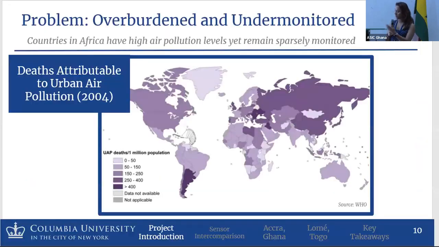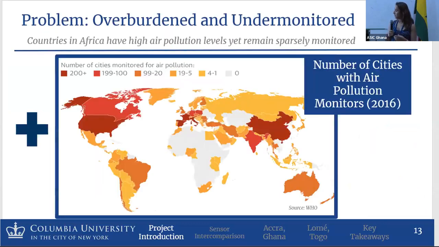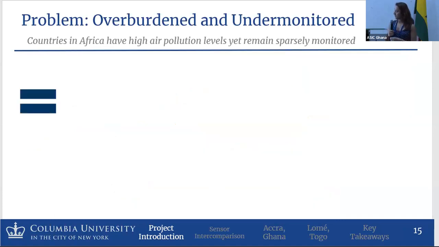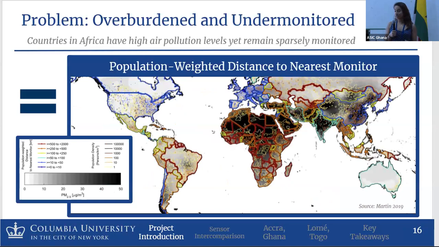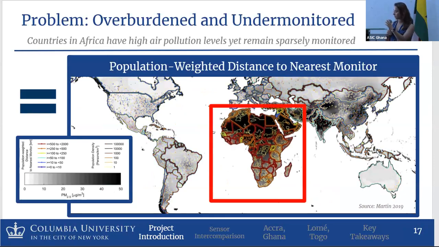As an introduction, we've seen this figure. I think one of the earlier slides showed a very similar figure. The number of deaths attributable to air pollution is not equally distributed around the world. And additionally, the number of cities with air pollution monitors is kind of the reverse. Some cities have over 200 air pollution monitors and some have none. What that results in is a disproportionate, population-weighted distance to monitors. Especially if we look at Africa, the borders are the distance to the nearest monitor, and the darkness of the map is the PM2.5.